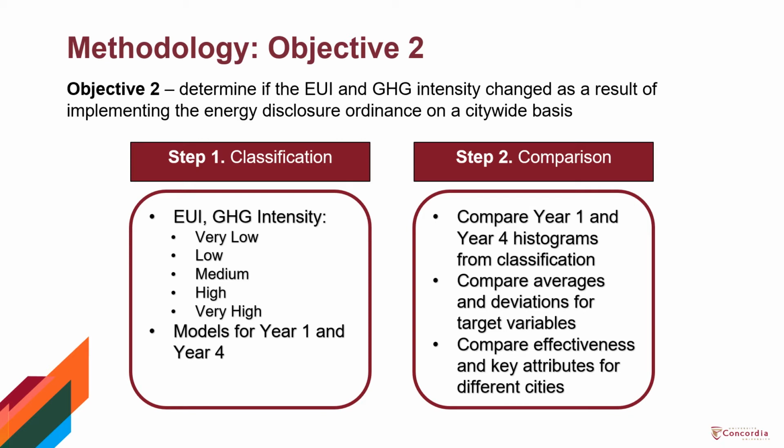Histograms will be used to see the number of buildings classified as low or high EUI, as well as analyze the different averages and standard deviations to note changes from Year 1 to Year 4. Finally, we can also make comparisons between the different cities to note any differences in key attributes or effectiveness.